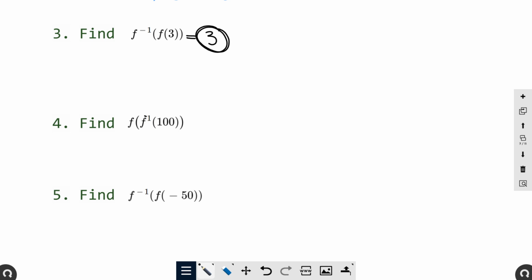So what's f of f inverse of 100? 100. What's f inverse of f of negative 50? Negative 50. So if you plug something in the function and then plug it in the inverse, it's just going to cancel out and give you back what you started with.